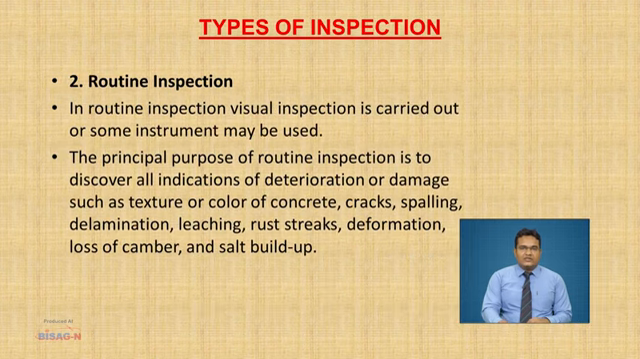Second inspection is routine inspection. In routine inspection, visual inspection is carried out or some instruments may be used. The principal purpose of routine inspection is to discover all indications of deterioration and damage, such as texture of concrete, cracks, spalling, delamination, leaching, rust streak, deformation, and salt buildup.